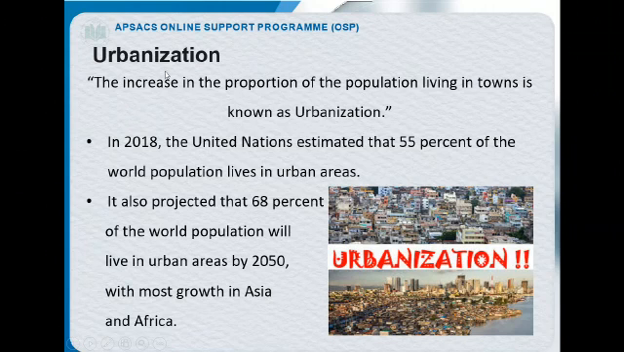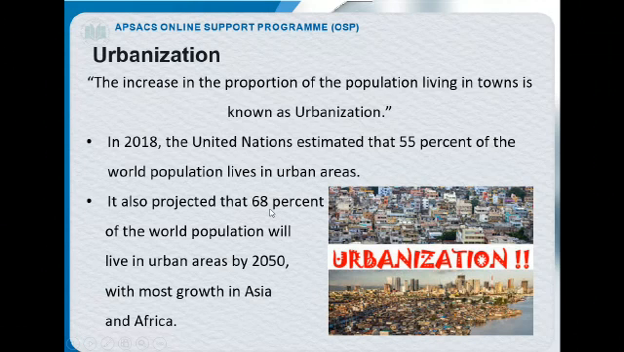In 2018, the United Nations estimated that 55% of the world population lives in urban areas. It also projected that 68% of the world population will live in urban areas by 2050, with most growth in Asia and Africa. That means that right now we have 55% of urbanization in the world, but in 2050 it is expected that the 55% will get increased up to 68% urbanization in the world.